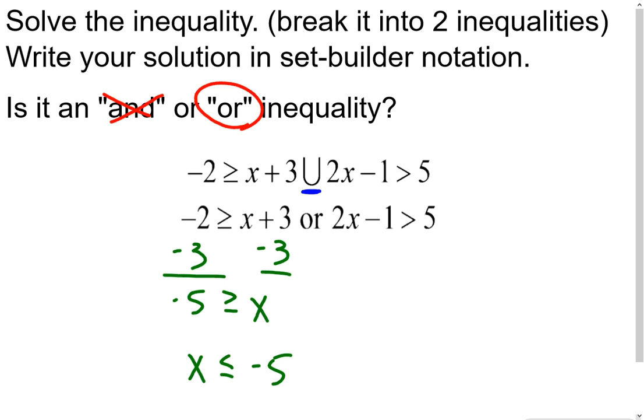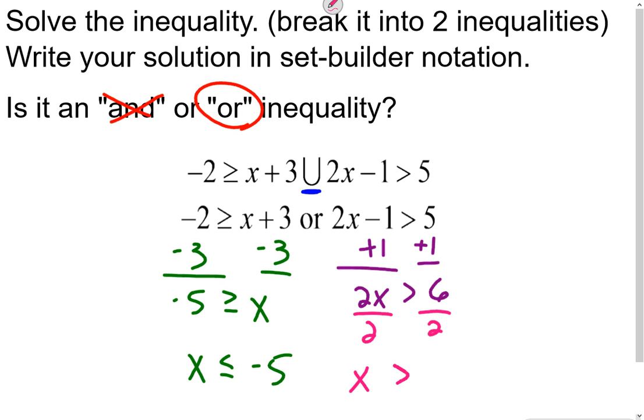And then in my other one, I have to solve this one. So I'm going to add 1 to both sides. And now I have 2x is greater than 6. And then I will divide both sides by 2. And I have x is greater than 3.